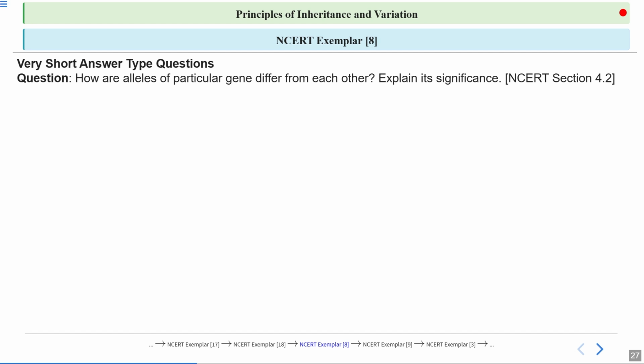Now, very short answer type questions. How do alleles of a particular gene differ from each other? You have to explain its significance.